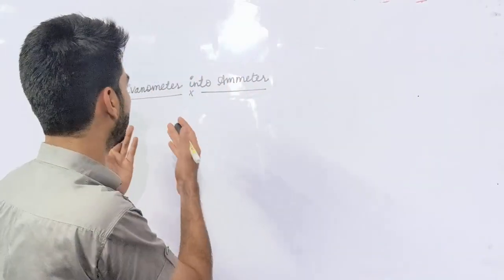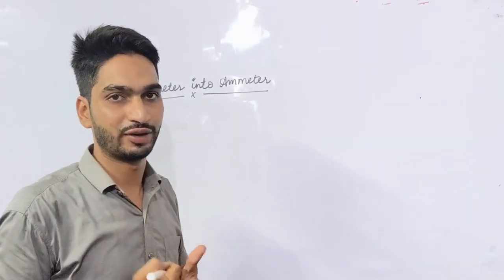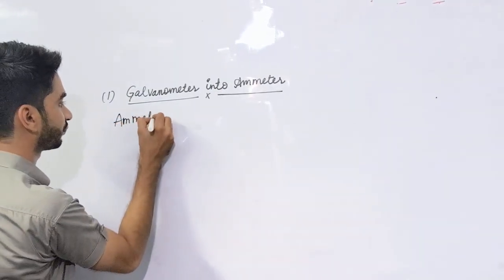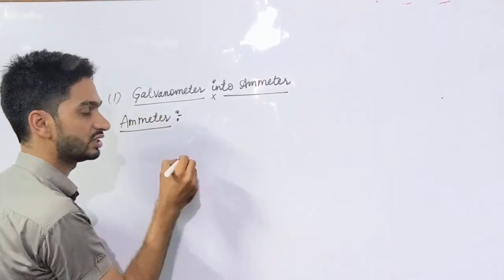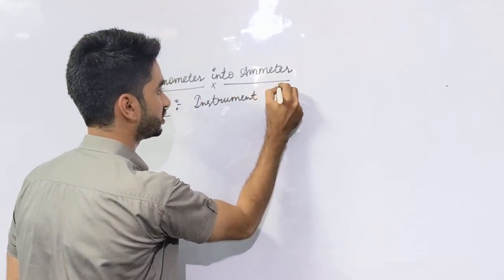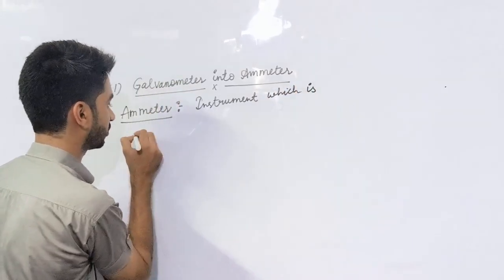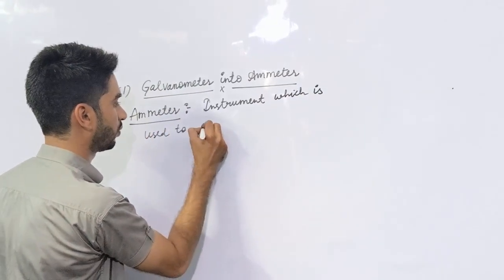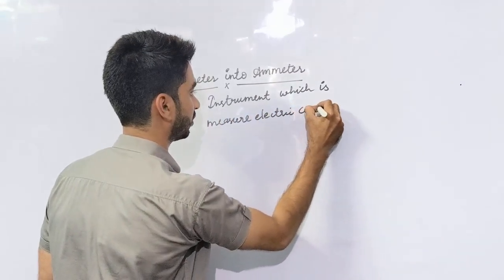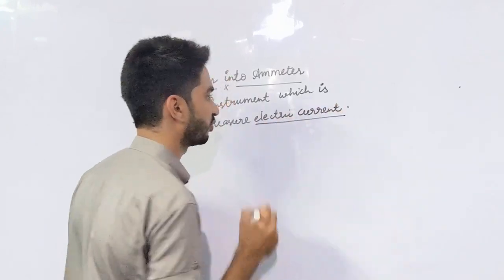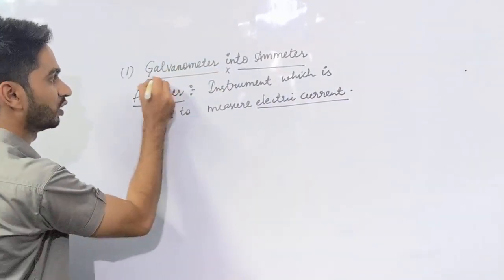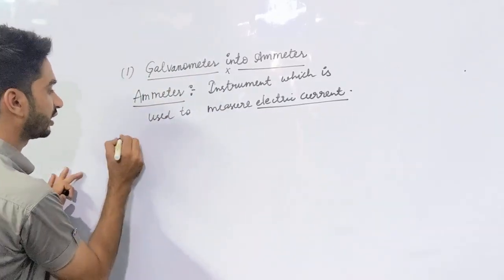Okay, so first of all, we will convert the galvanometer into an ammeter. For that conversion, first of all, we should know what an ammeter is. So basically, an ammeter is an instrument which is used to measure electric current. We measure electric current with the help of an instrument that is called an ammeter. Now we have to convert the galvanometer into an ammeter. So we can convert that.